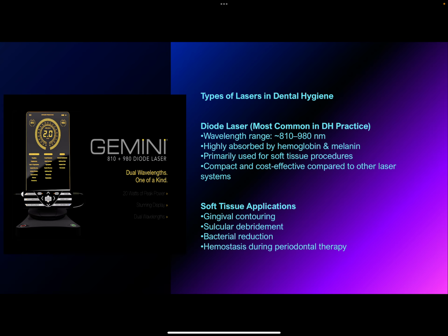Types of lasers in dental hygiene. A diode laser is the most common in dental hygiene practice. Wavelength ranges from 810 to 980 nanometers. It's highly absorbed by hemoglobin and melanin. It is primarily used for soft tissue procedures, and is compact and cost-effective compared to other laser systems. Soft tissue applications are gingival contouring, sulcular debridement, bacterial reduction, and hemostasis during periodontal therapy. This is a Gemini diode laser. This is the one I use at work.